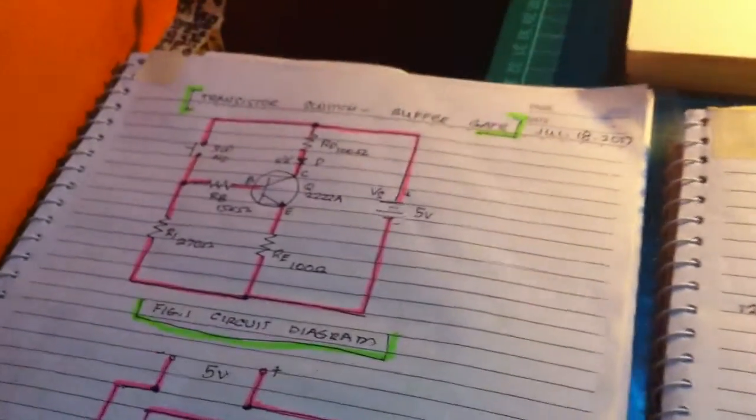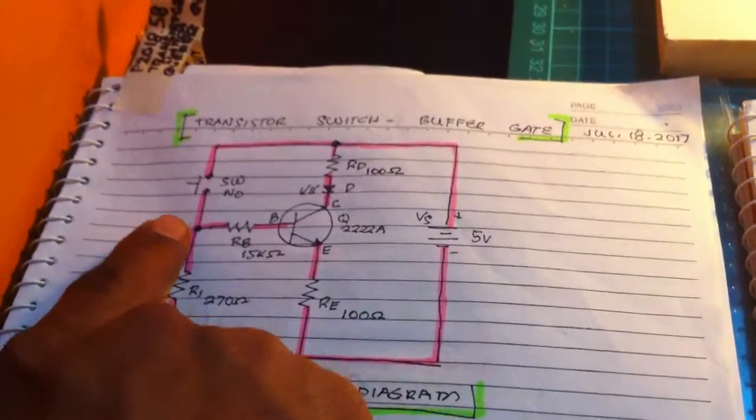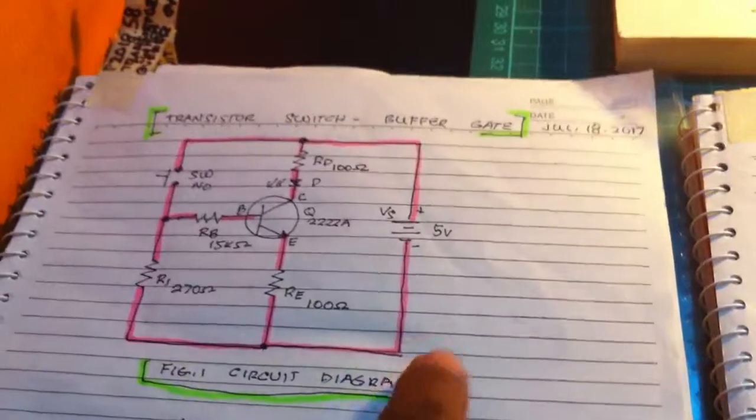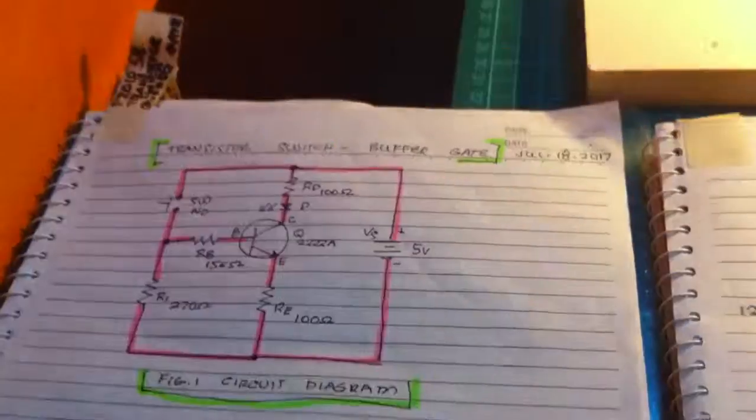But since this is a buffer gate, according to the truth table, no input, no output. If you don't push the button, input is 0, output is 0. Push the button, the transistor conducts in saturation mode. So we have no input yet, that's why there's no output.